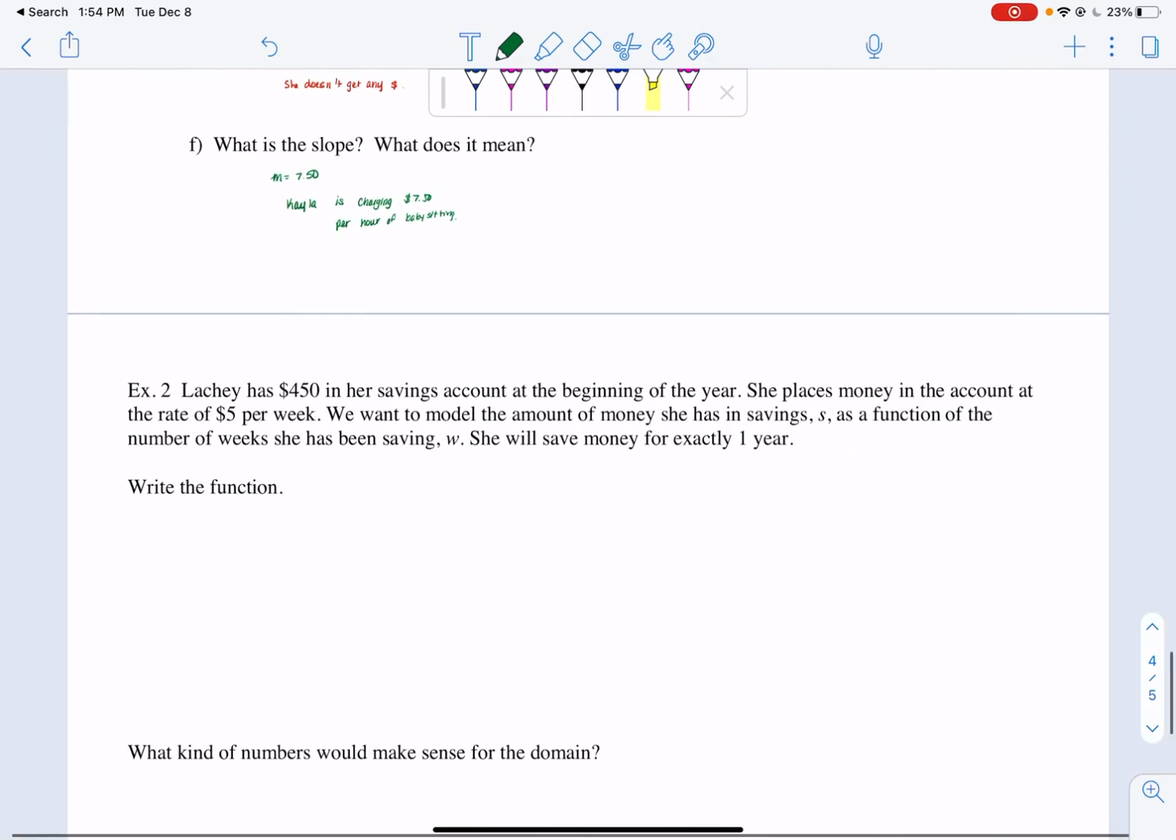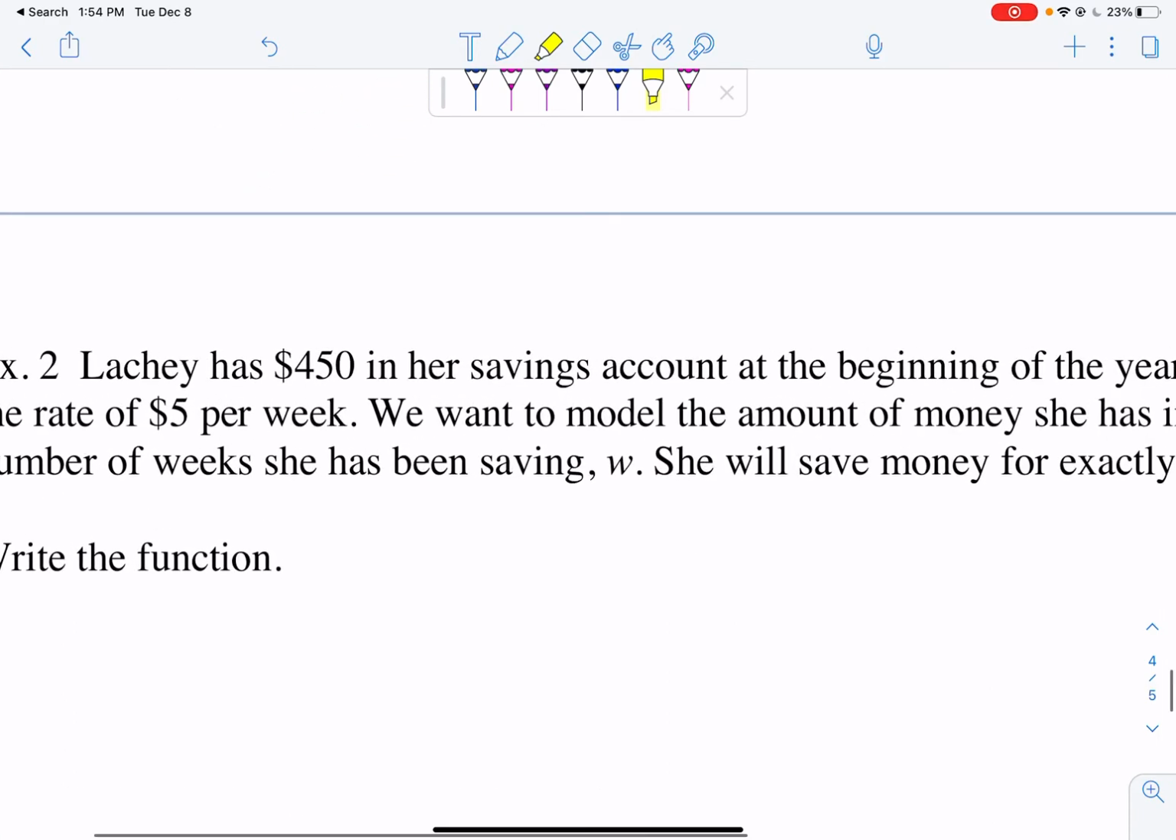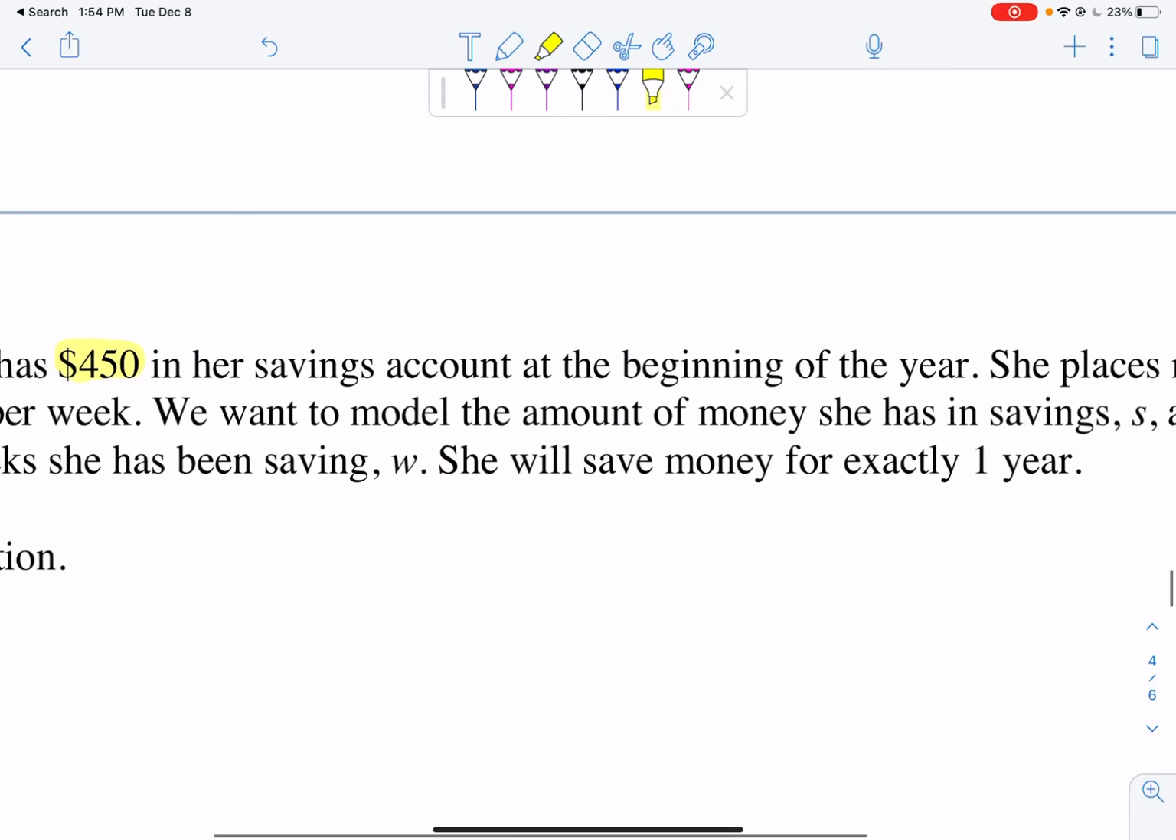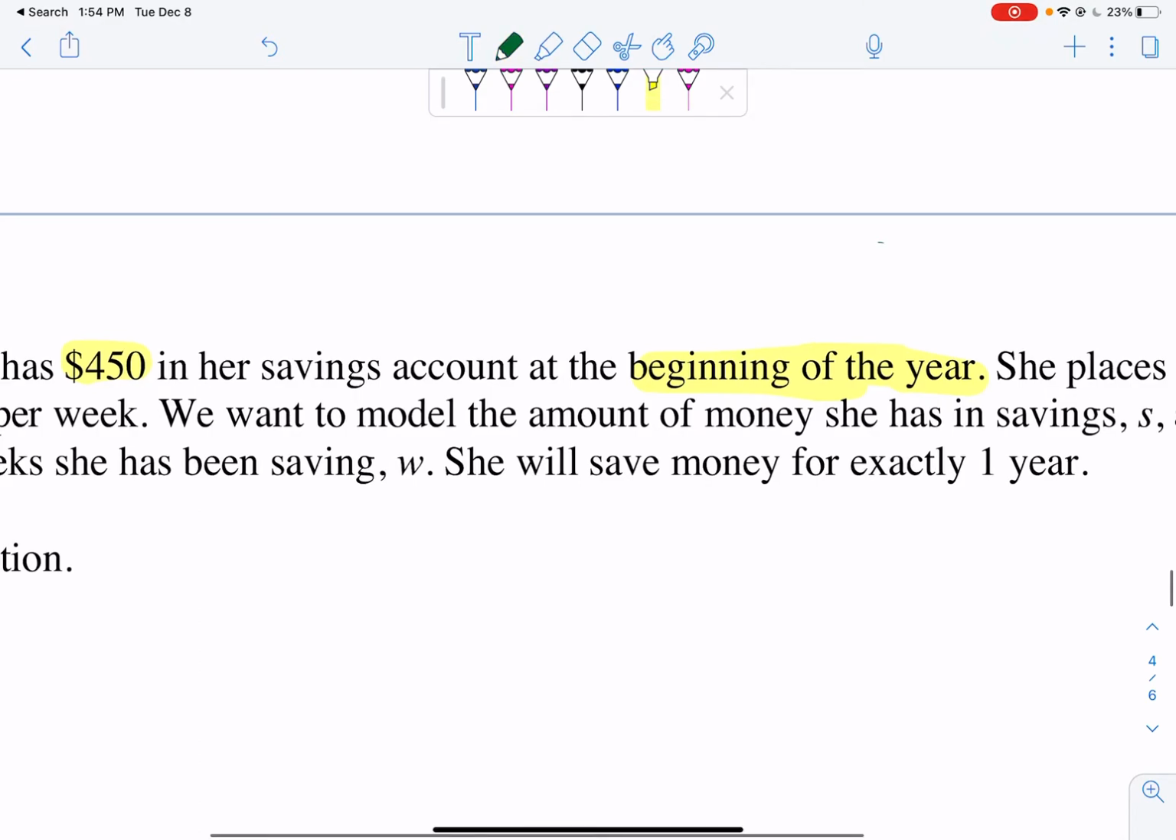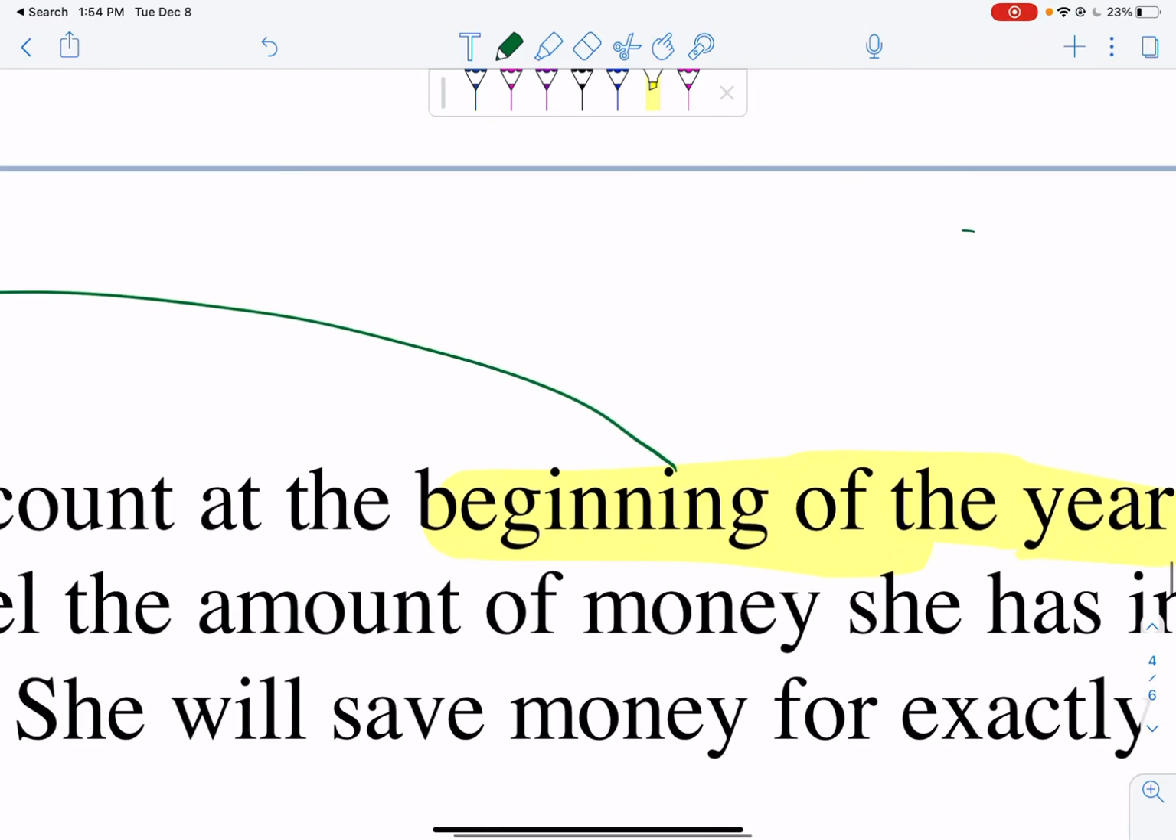Question number 2. Lachey has $450 in her savings account at the beginning of the year. She places money in the account at the rate of $5 per week. We want to model the amount of money she has in savings S as a function of the number of weeks she's been saving W. She will save money for exactly 1 year. So let's underline or highlight our key information. We know she has $450 at the beginning of the year. Since it's at the beginning of the year, that's how much she's starting with. So I can tell you right now that my y-intercept is 450.